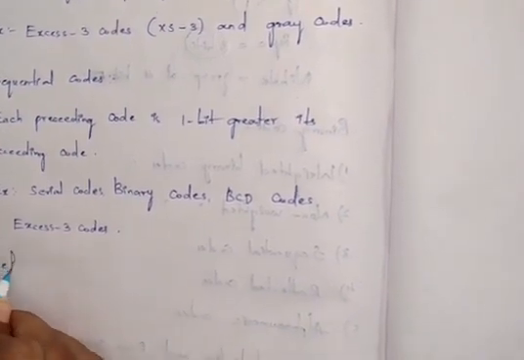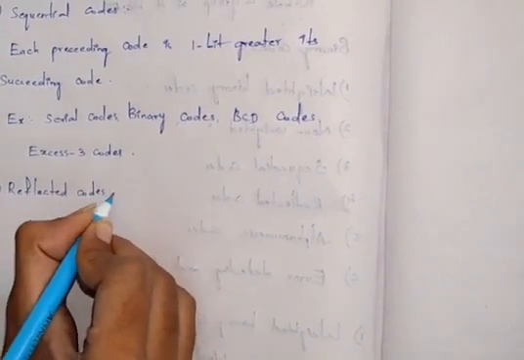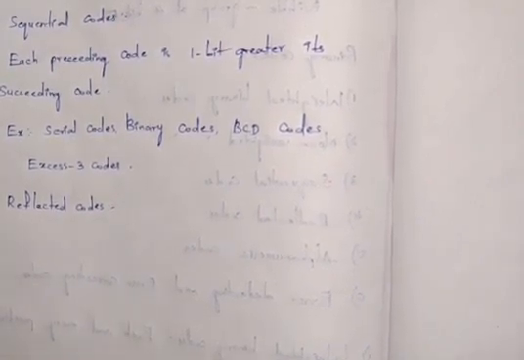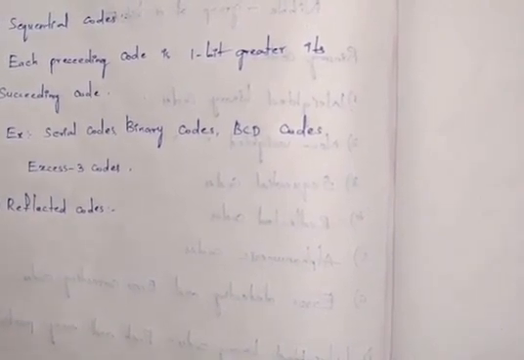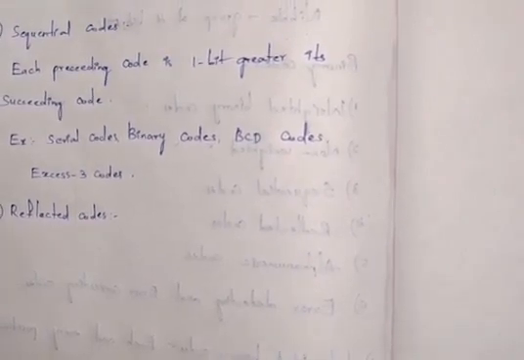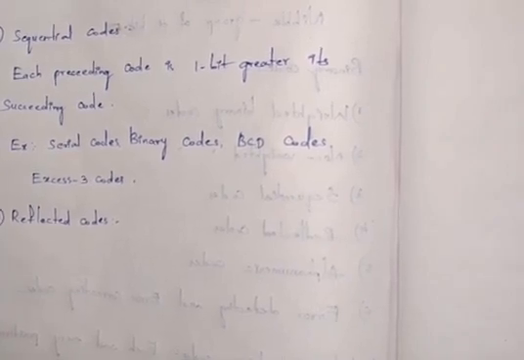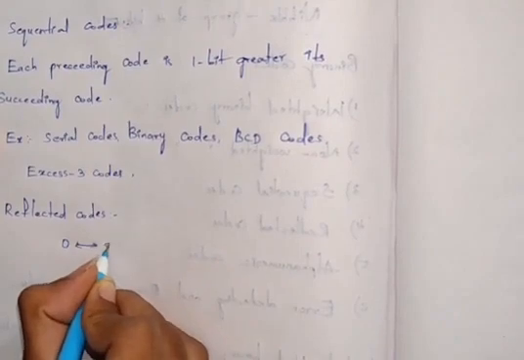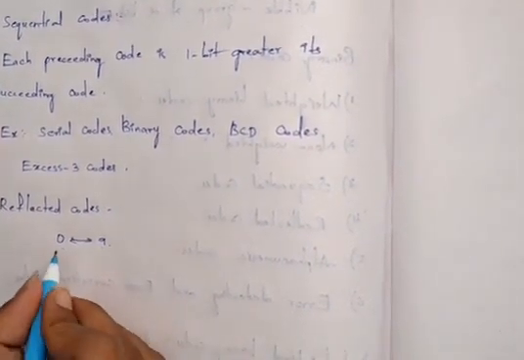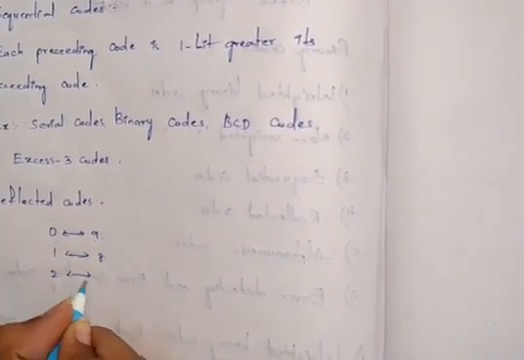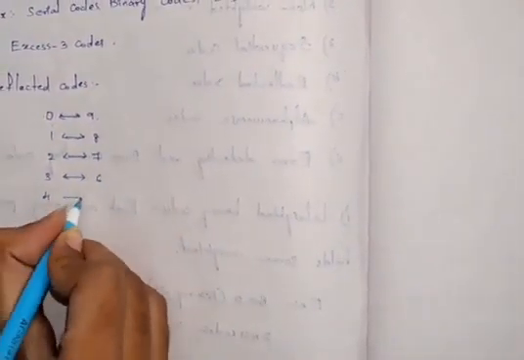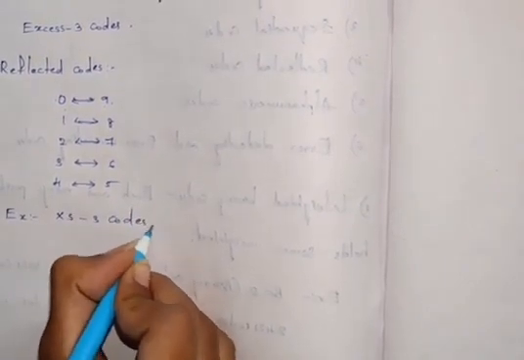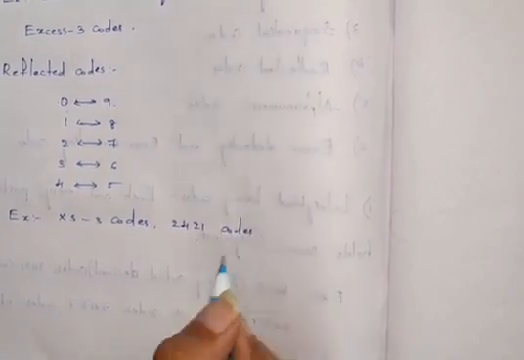Next we will discuss reflected codes. Reflected codes are like a mirror image. For example, the decimal numbers from 0 to 9, the 10 numbers, are written in binary form. If we look at those numbers, we will get a mirror image. They are reflected to one of the numbers from 0 to 9. 0 is a mirror image of 9. 1 is a mirror image of 8. 2 is a mirror image of 7. 3 is a mirror image of 6. 4 is a mirror image of 5. Examples for reflected codes are excess-3 codes, 2421 codes, etc.